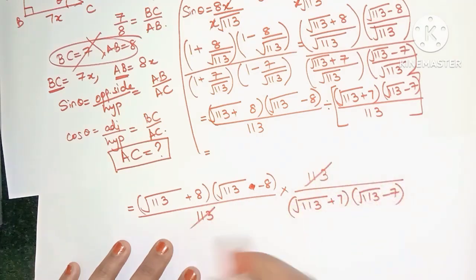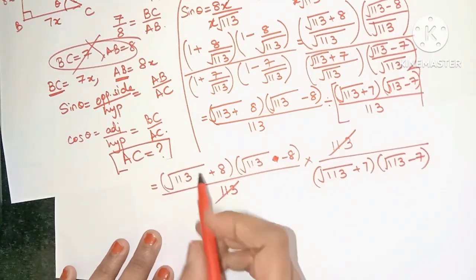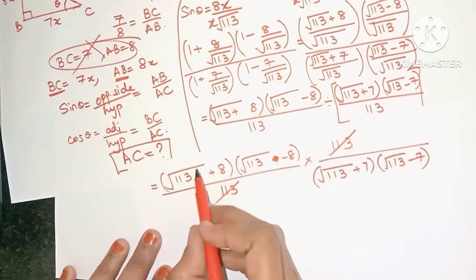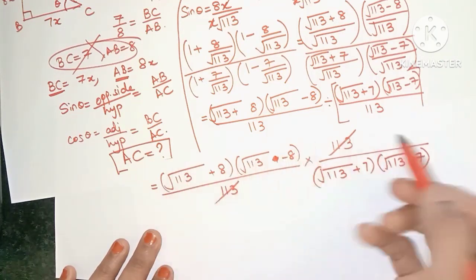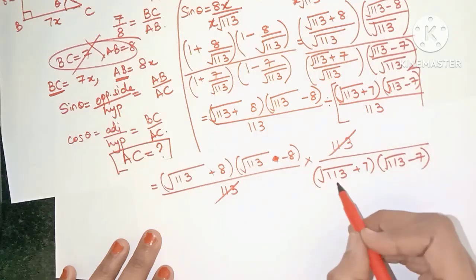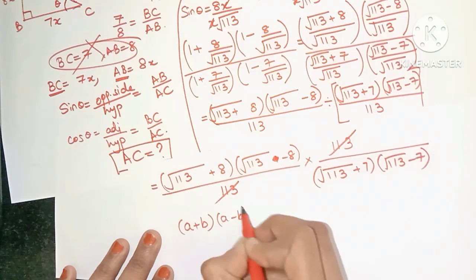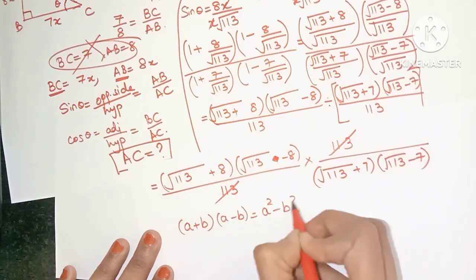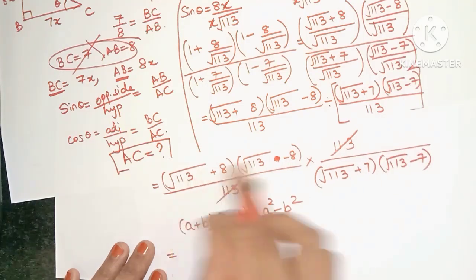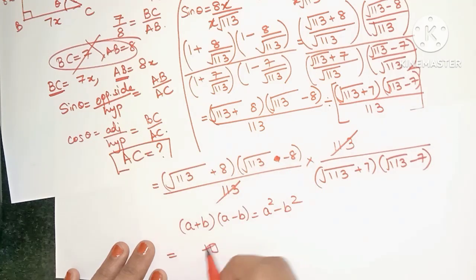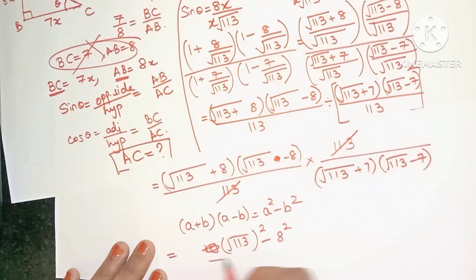Okay, so 113 gets cancelled. Now friends, I'm sure you would have identified the pattern over here. See, this is a plus b into a minus b. Here also, a plus b into a minus b. Do you recall that identity? Yes, it is nothing but a square minus b square. So I'm going to use this identity over here. So I'll get 113 square root the whole square minus 8 square.